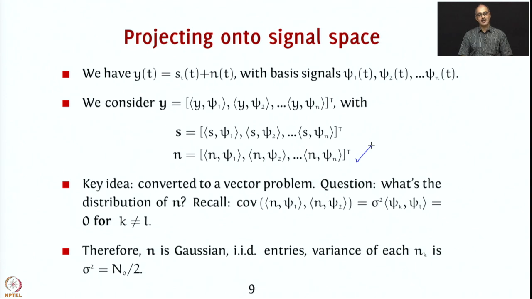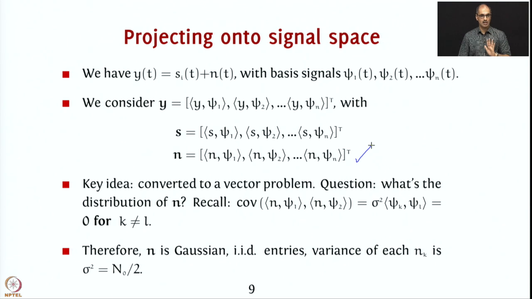Here the problem is that n of t is a completely different beast. It's a signal obtained because of noise, it's not predictable, and you can most definitely say that you cannot write n of t as a linear combination of psi 1, psi 2, psi 3. That is, n of t definitely has some components and variations that cannot be captured by just expressing it as a linear combination of psi 1, psi 2 up to psi n.